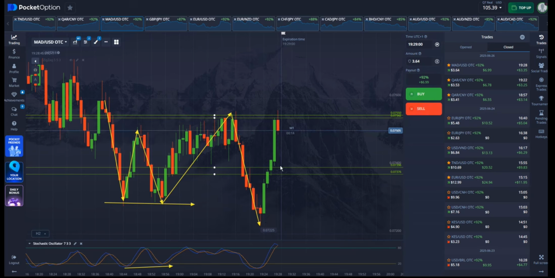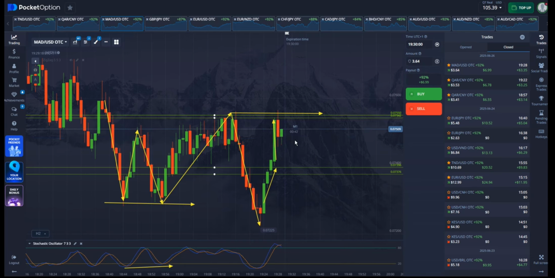Since liquidity has swept at this point, I knew that if we have a breakout from this resistance point, the target of the market is just at this point. If we have a breakout, the market would still be able to continue up to this level. So that's why I took this trade.